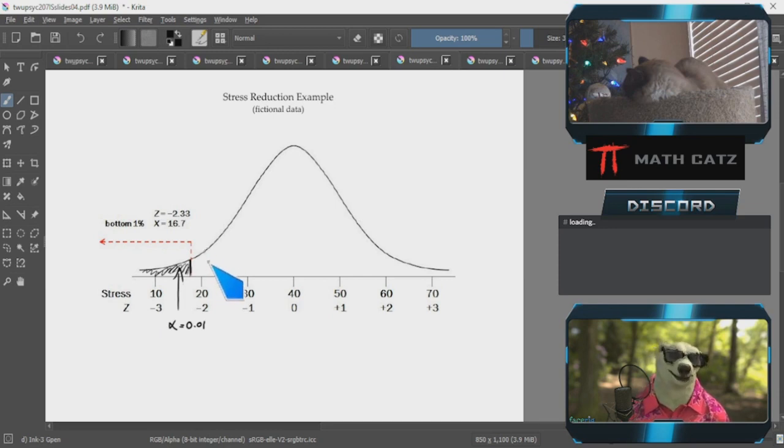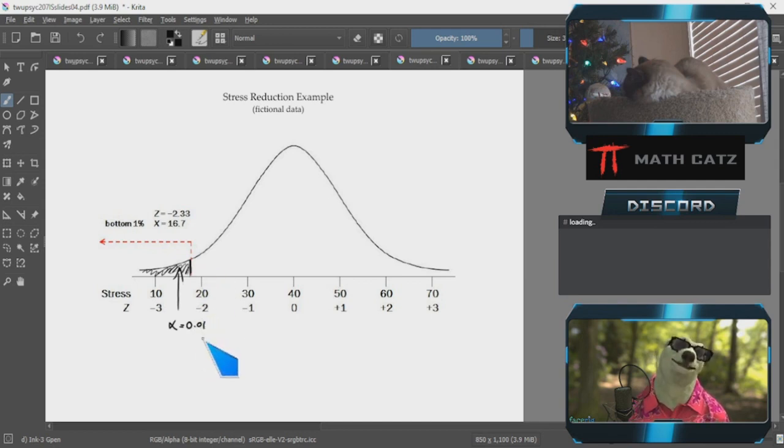So what does this mean? This means that now I chose an alpha of 1% because I don't want to be too fast in saying that the stress reduction training works. I only want to start suggesting or start thinking that it might work if the evidence is really strong. So I want stronger evidence in this case. That's a decision I make beforehand.